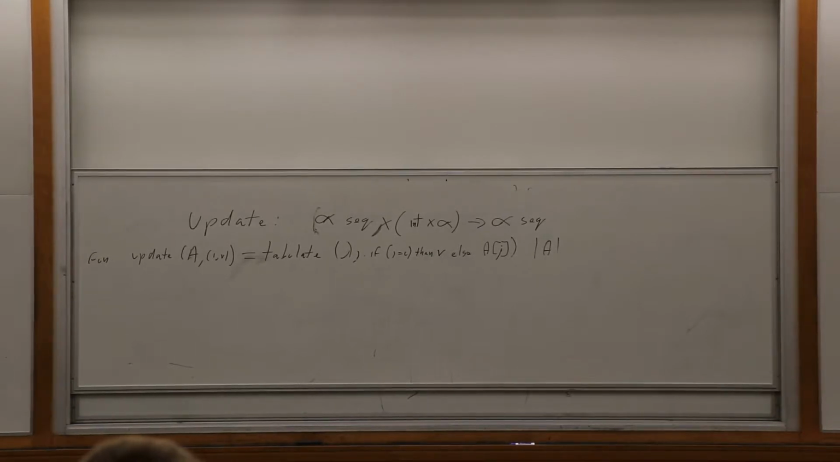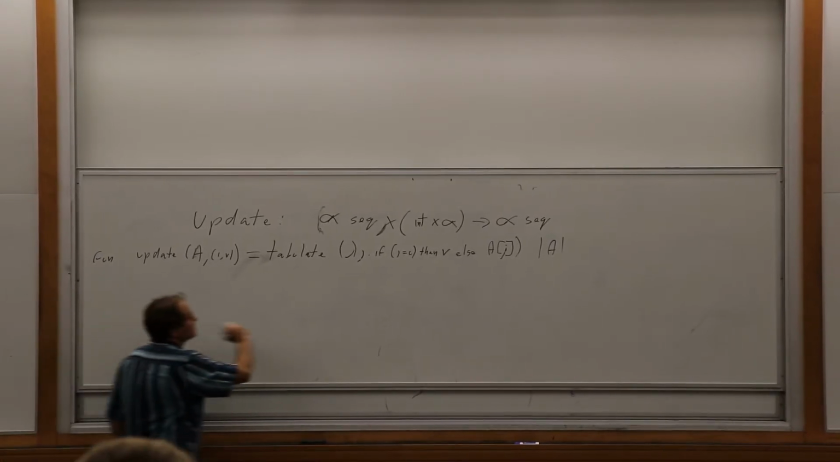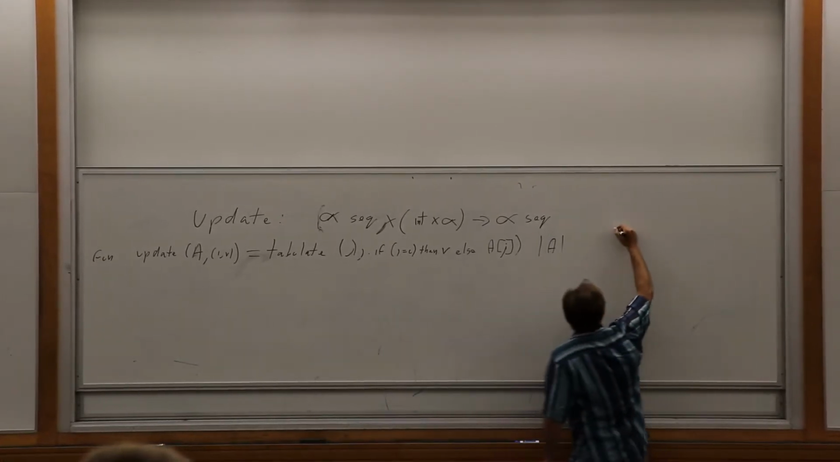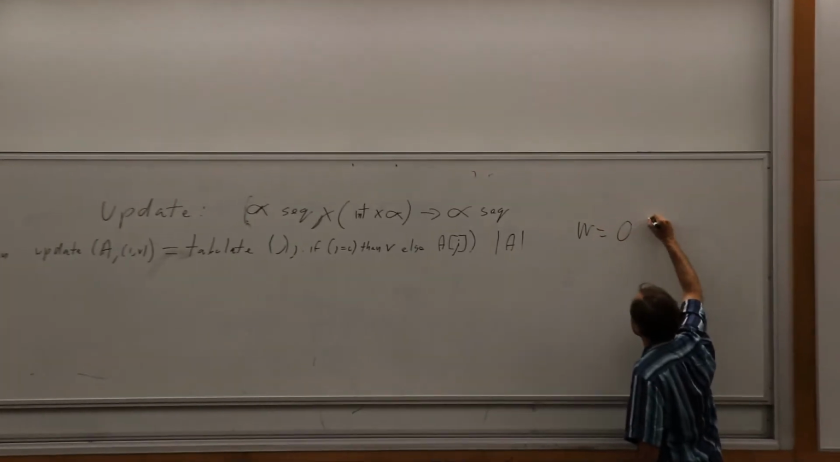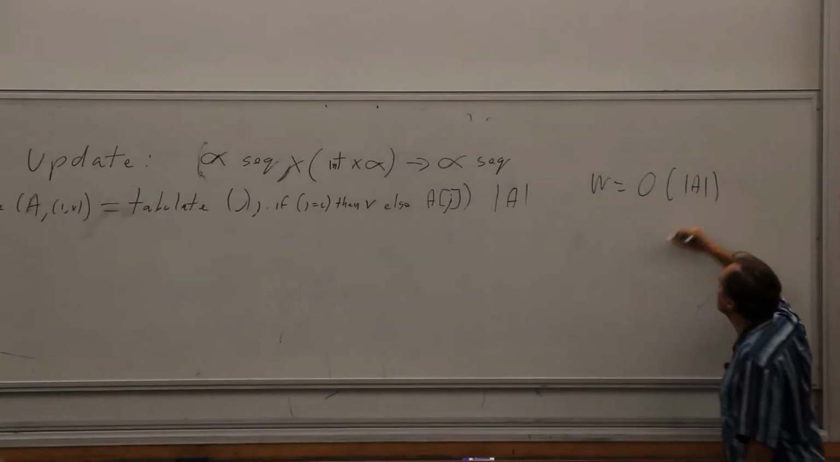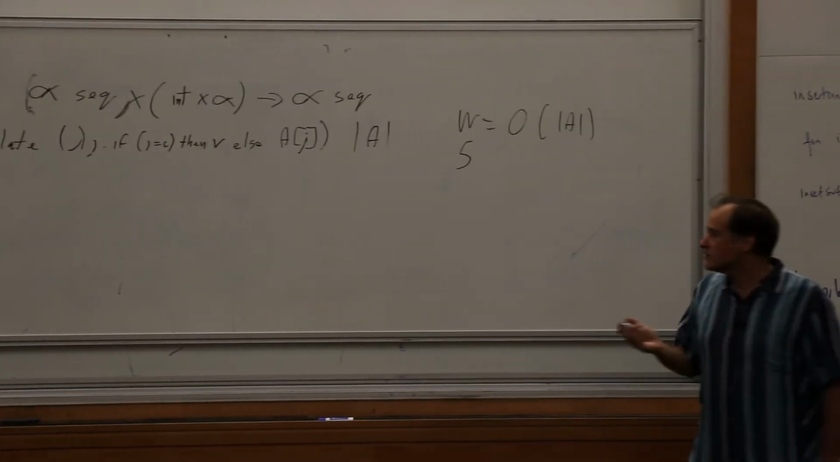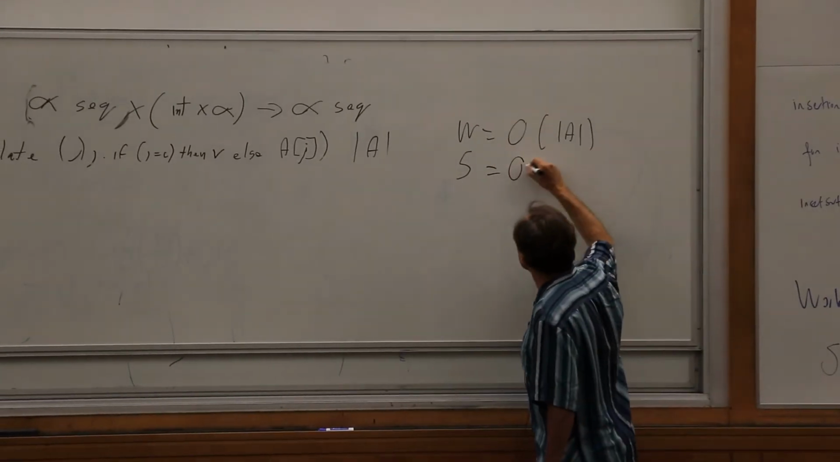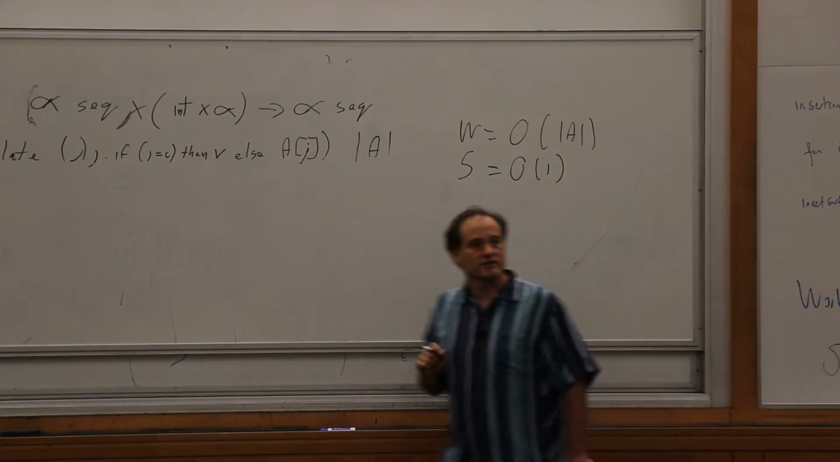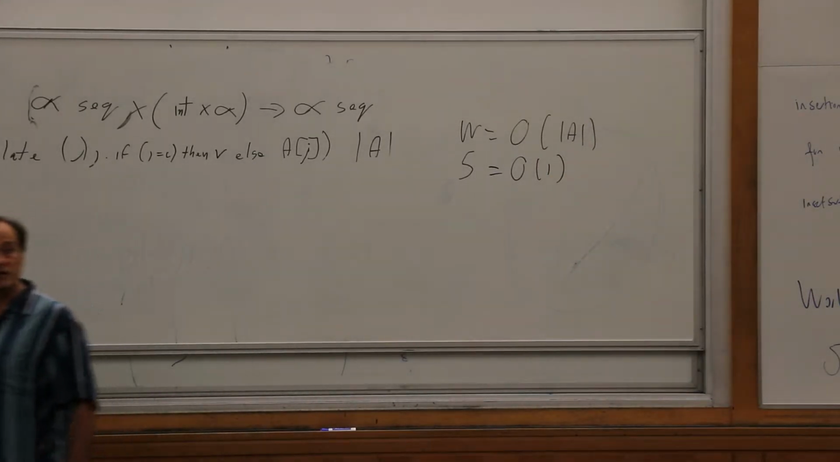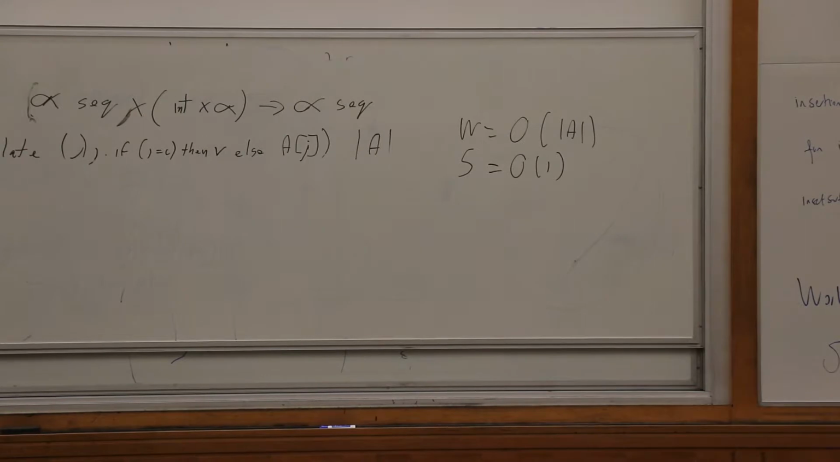But there's another very important operation. Oh, by the way, I should mention, the work here equals order length of A. What's the span of this? One. So at least it's very parallel. We've got tabulate, so we can do this copy. The copying is embarrassingly parallel.